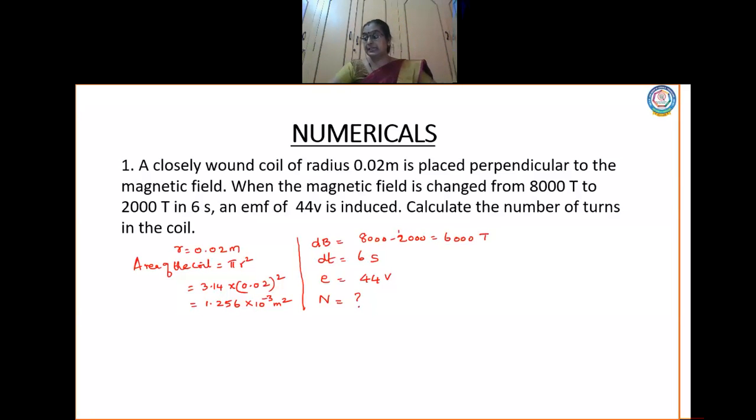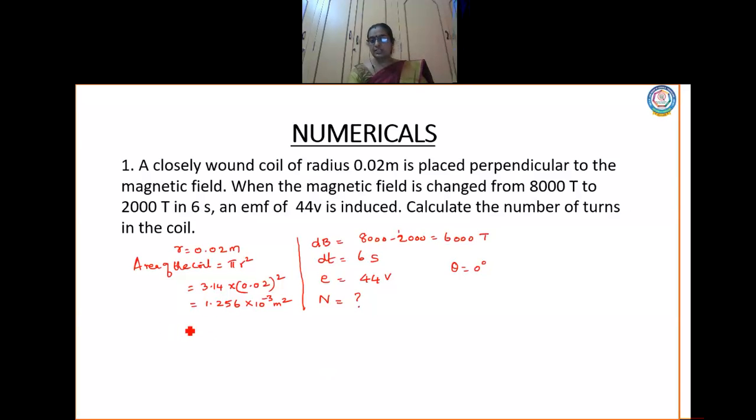Whenever some information is given in words, it is for you to understand it very clearly and write the values accordingly. So if it is placed perpendicular, you need to consider the value of theta to be 0, or 0 degree. Is it clear? Now let us move on to the sum.